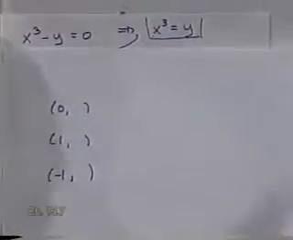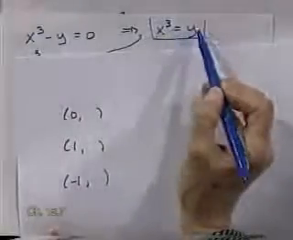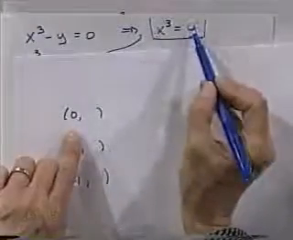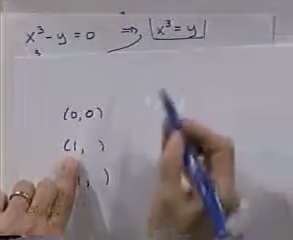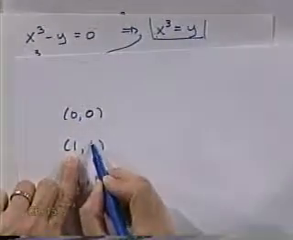Now we have to get the y's that go with that. But remember, we had x cubed was equal to y, or y was equal to x cubed. So if x is 0, y is 0 cubed, which is 0. Here when x is 1, y is going to be 1 cubed, which is 1.